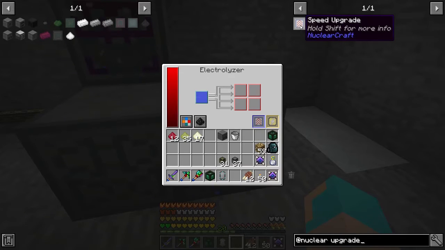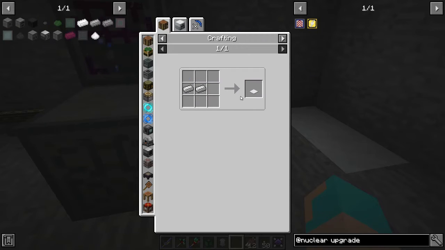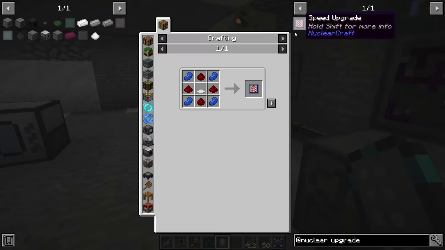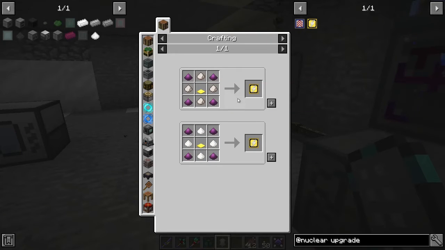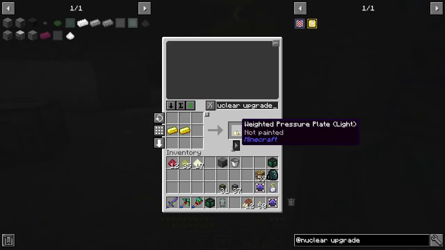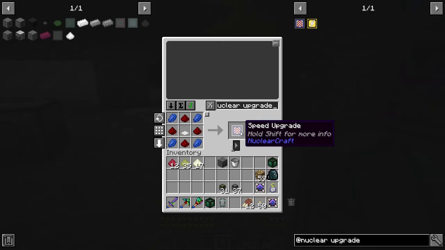So what do we need for these upgrades? A weighted pressure plate heavy. Okay. What I should be doing is looking at it here, huh? We need a weighted pressure plate. And for this one, we're going to need a gold weighted pressure plate. I don't know how many we get or we need of each, but this one we should have the components for. Now that'll require it to have more power.